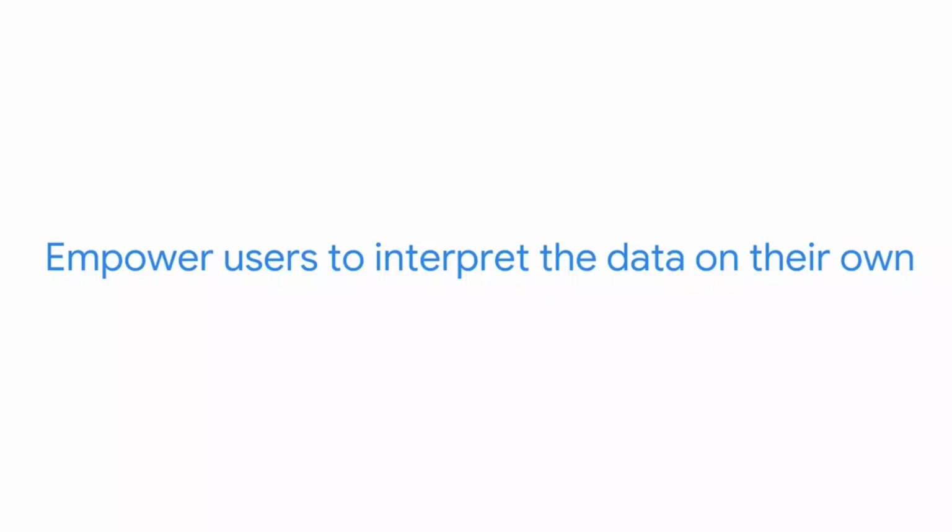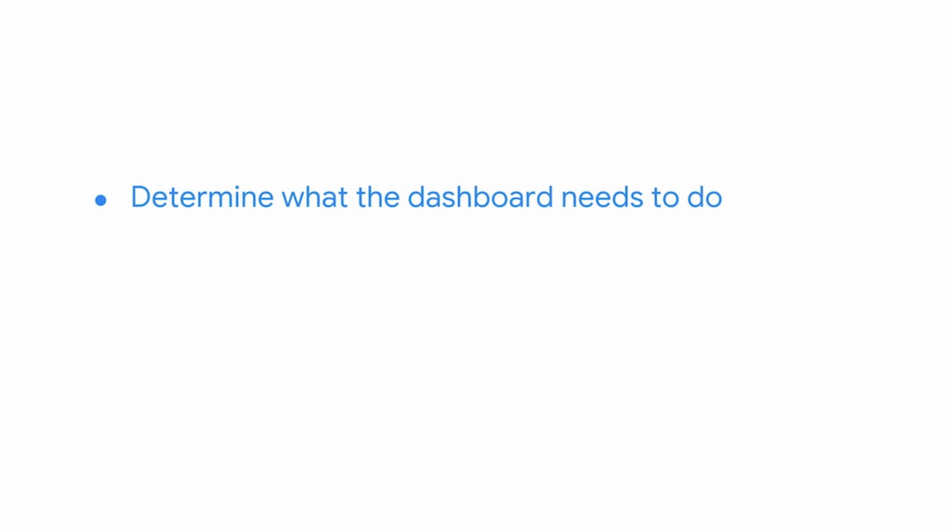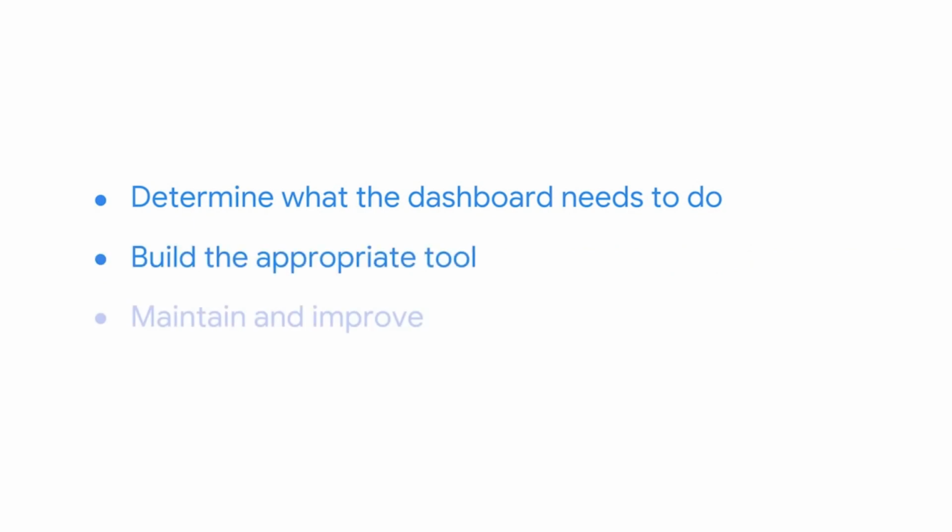As you know, your stakeholders use the tools you build to make informed business decisions. So your role as a BI professional will rarely involve interpreting the data that your dashboard displays. Instead, you'll create a dash that empowers users to interpret the data on their own. So, you'll determine what the dashboard needs to do, build the appropriate tool, and maintain and improve on it over time. Coming up, we'll investigate more about stakeholder goals and create a mock-up from a dashboard plan. You'll soon be on your way to planning for the perfect dash.